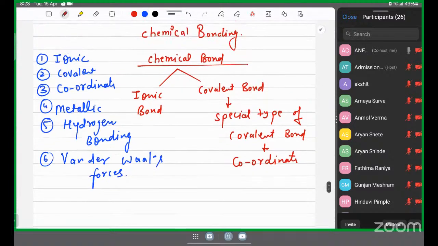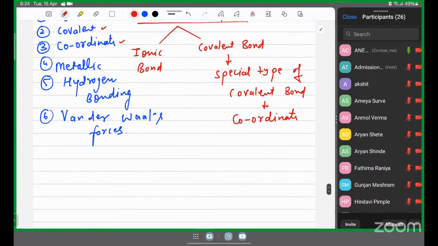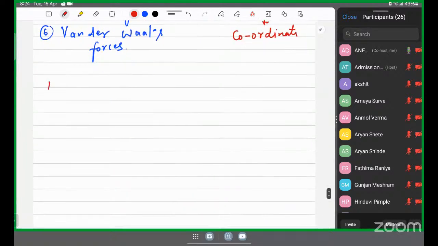But mainly, we are going to discuss these three bonds: ionic, covalent, and coordinate. What is the condition for ionic bond formation? Ionic bond is formed when 100% electrons are transferred from one atom to another atom.